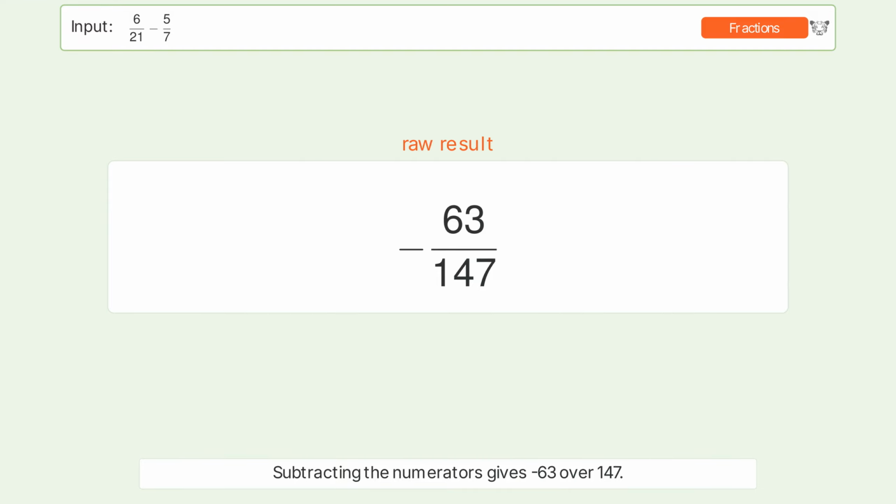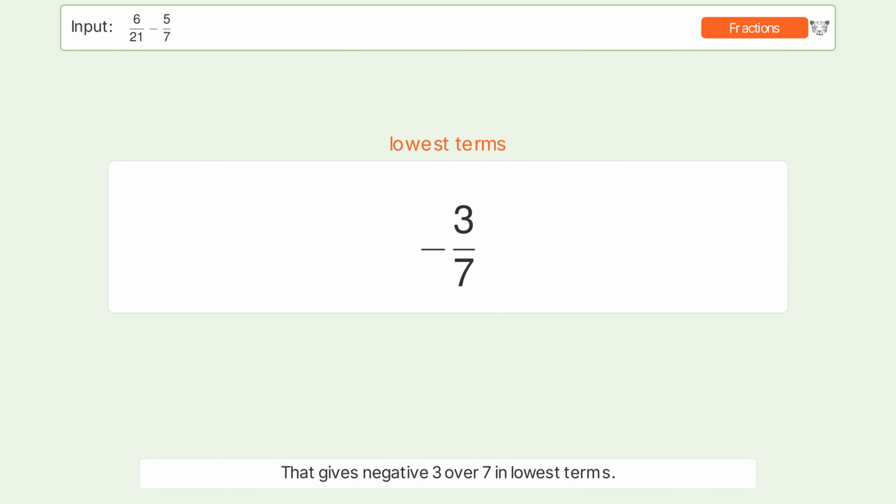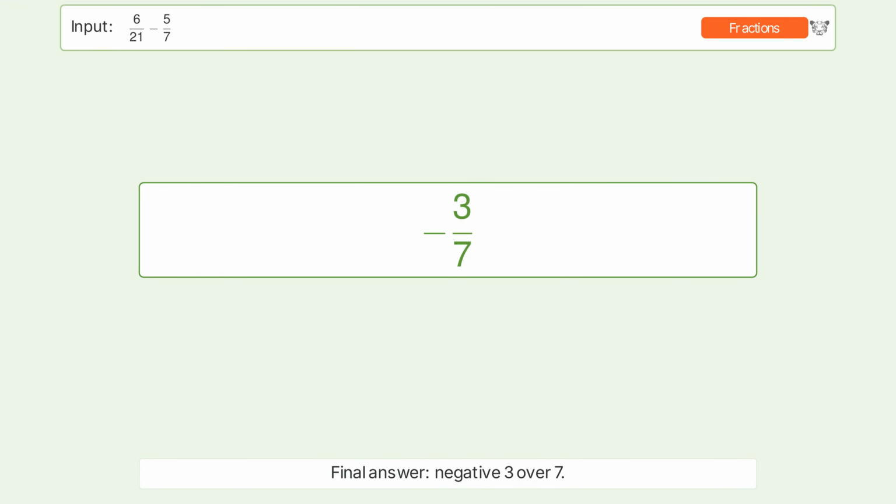Subtracting the numerators gives negative 63 over 147. The numerator and denominator share a factor of 21. Divide both by 21. Dividing top and bottom by the same number keeps the fraction's value unchanged. That gives negative 3 over 7 in lowest terms. Final answer, negative 3 over 7.